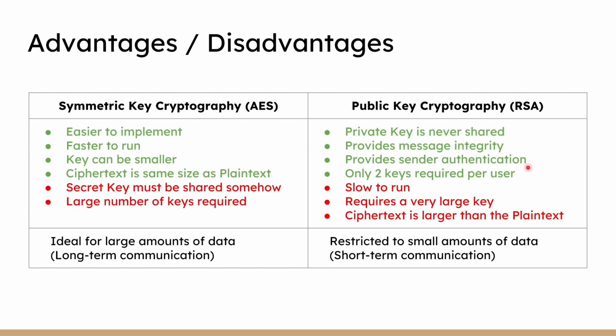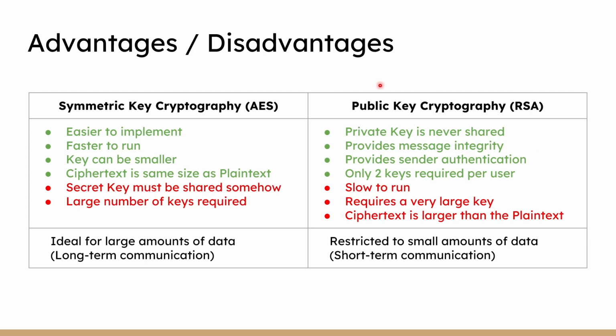And in public key encryption, you only need two keys per user, no matter how many people you need to communicate with. And by default, it also provides integrity and authentication. You know for sure that Bob knows Alice sent the message and that it hasn't been changed.